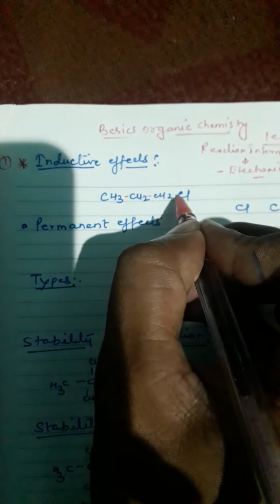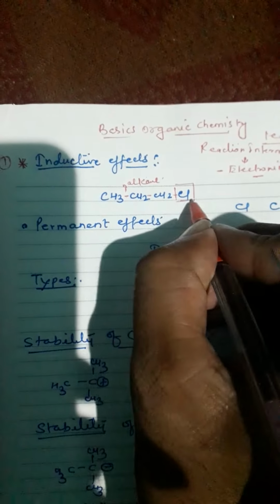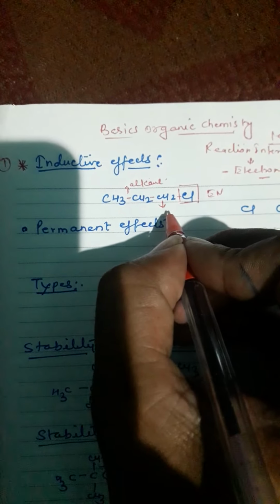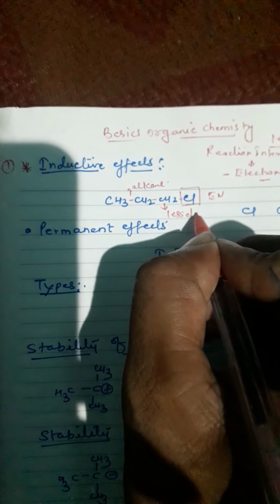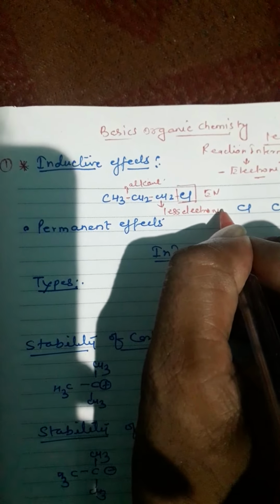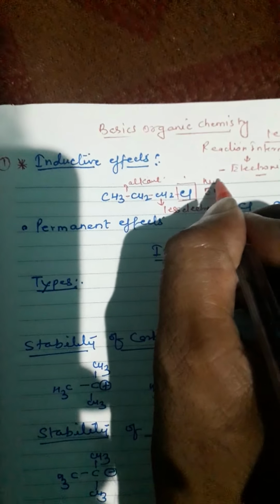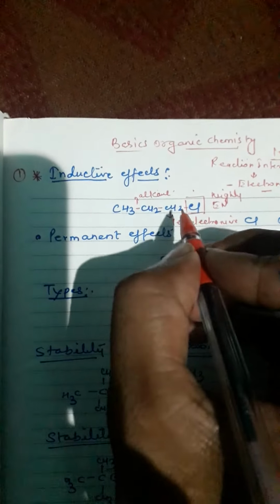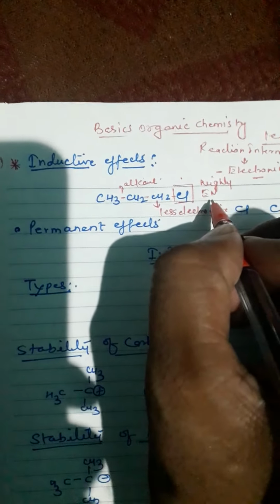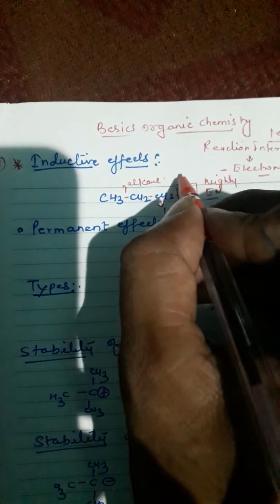We have drawn the structure of propyl chloride. Since it is attached by single bonds, it is an alkane. This is the chloro group, and it is electronegative. But this carbon is less electronegative as compared to this. This highly electronegative atom is chlorine, a halogen.